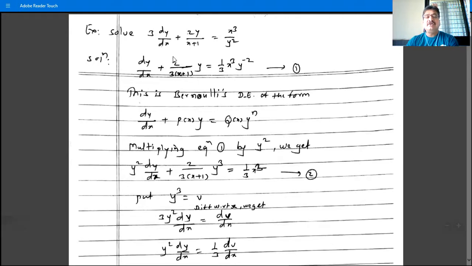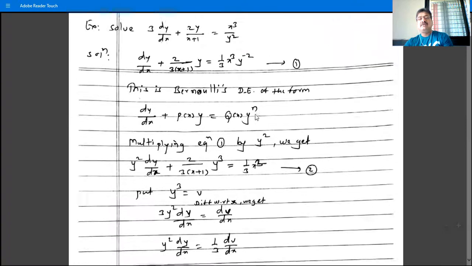This is Bernoulli's differential equation in the form dy by dx plus P(x)y is equal to Q(x)y raised to n. If instead of y we write x, and in place of x we write y, then we have Bernoulli's differential equation in another form: dx by dy plus P(y)x is equal to Q(y)x raised to n.